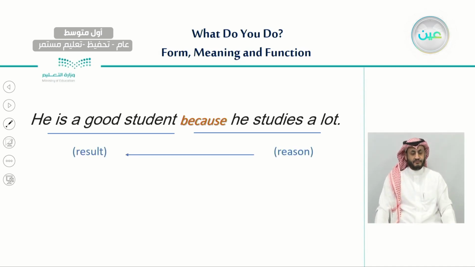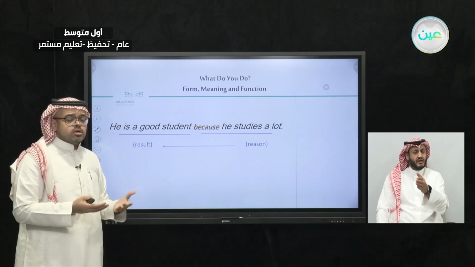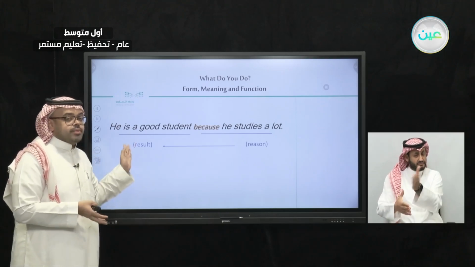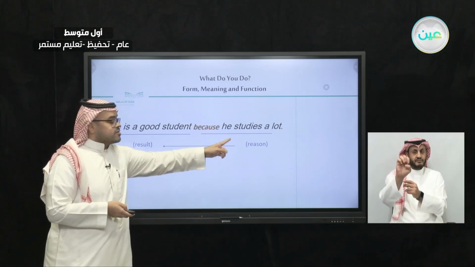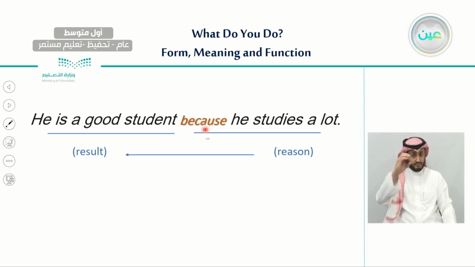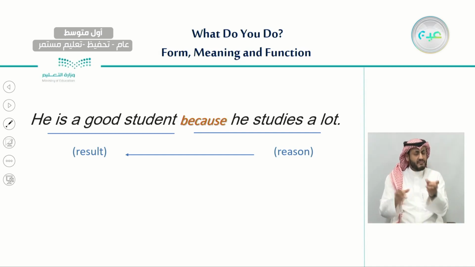The first one, he is a good student, is the final result. But what is the reason behind him being a good student? The reason is that he studies a lot. So this is how we use because. We use because to give a reason, to explain a reason.